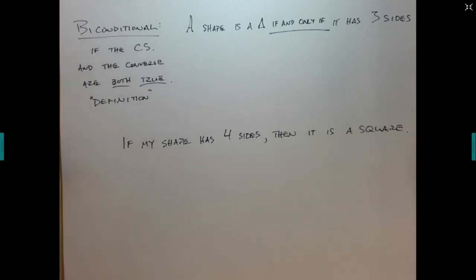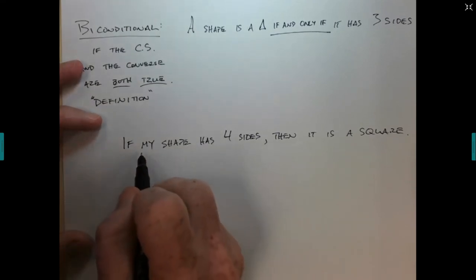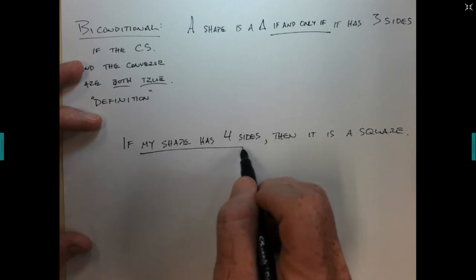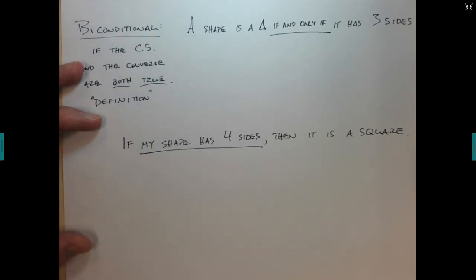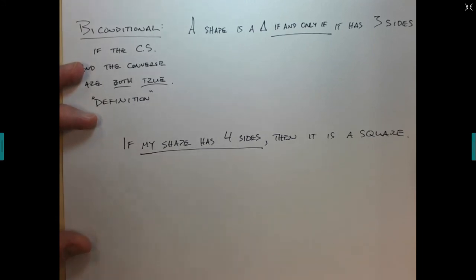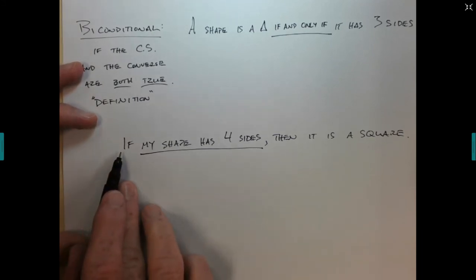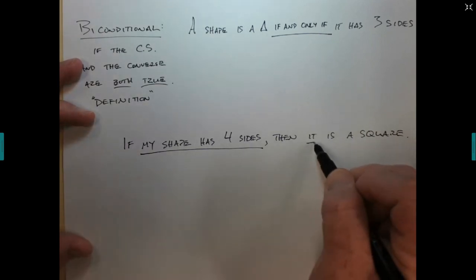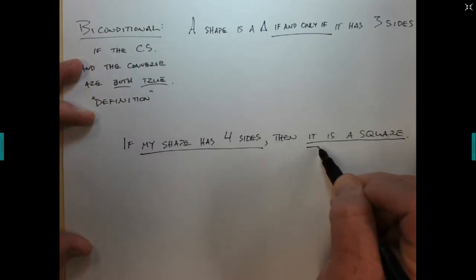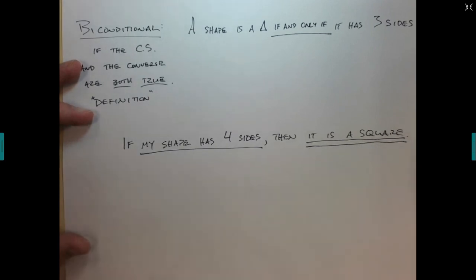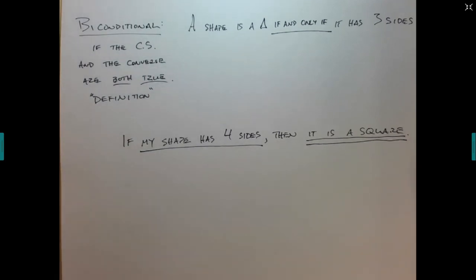So on a quiz or a test, first I might ask you, hey, what's the hypothesis? You would want to only underline this portion. I might ask you to underline with one line the hypothesis, with two lines the conclusion. Notice I did not include the word if. That's not part of the hypothesis. The conclusion, it is a square. I did not underline the word then. That's not part of the conclusion or the hypothesis. Those are kind of our setup words.